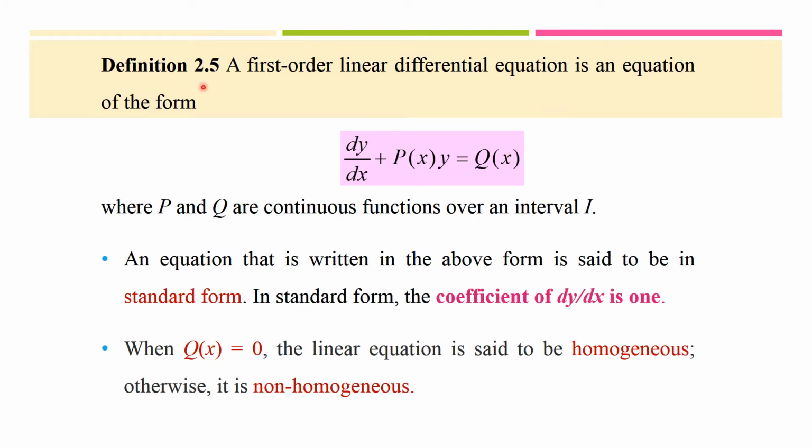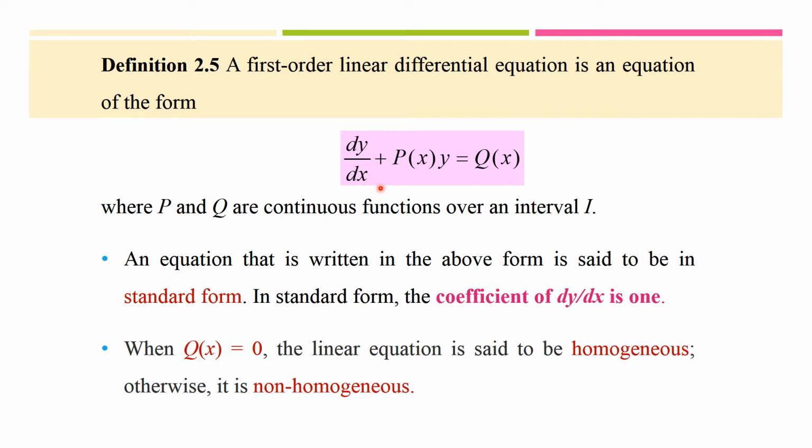Definition 2.5. A first order linear differential equation is an equation of the form dy/dx plus p of x times y equals q of x, where p and q are continuous functions over an interval I. So this equation is of first order, where y is the dependent variable and x is the independent variable.